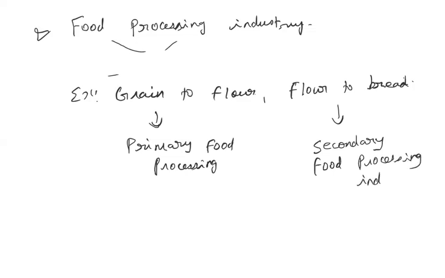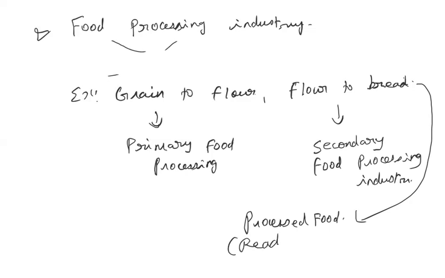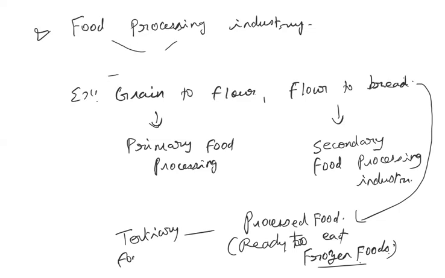And then the same thing, this bread you can make it as a processed food. Nowadays we are having very much ready to eat. You just purchase it from the supermarket, reheat it while we are watching the serials on TV, Netflix, we eat, no? So that is ready to eat, or frozen foods. It's very very common nowadays, isn't it? So this is the tertiary food processing industry.